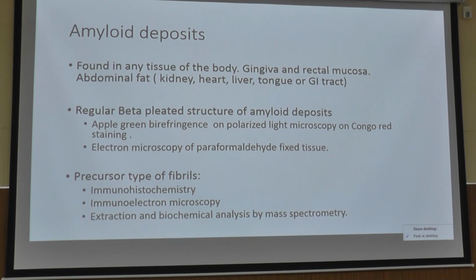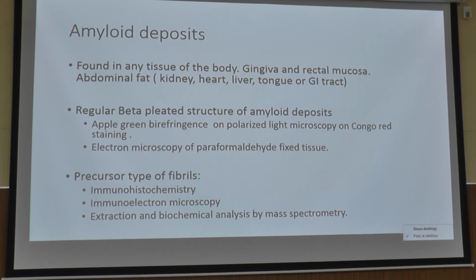The regular beta-pleated structure of amyloid deposits is the reason for the apple green birefringence on polarized light microscopy after Congo red staining. This can also be identified by electron microscopy, by a pair of amyloid fibrils. So, main thing, polarized microscopy is the one we are going to use to find this apple green birefringence. Electron microscopy we hardly need, only to further confirm.